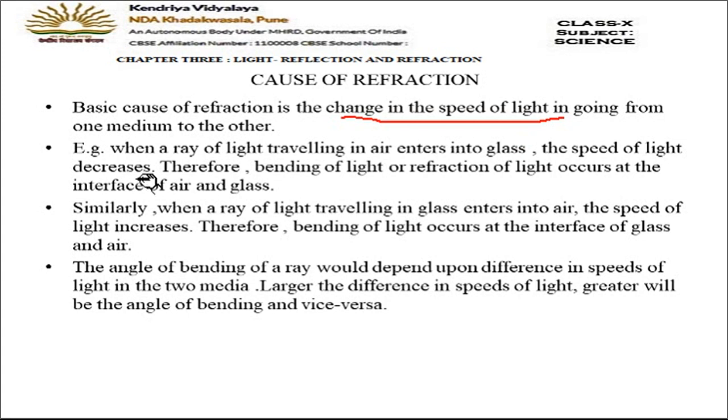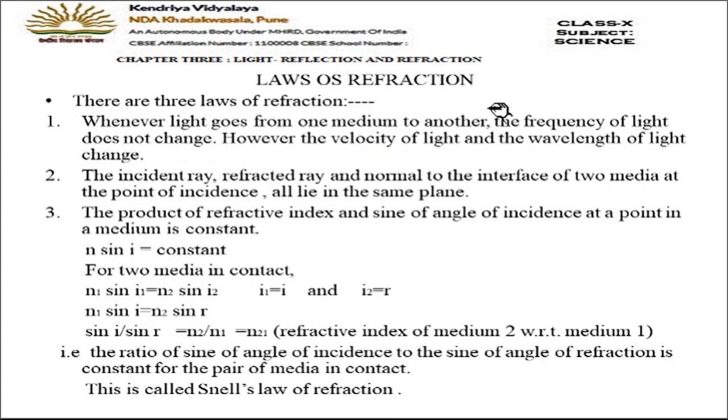So, speed of light will decrease. And when speed of light decreases, it will bend. Similarly, the opposite case is also there. Now, next one is laws of refraction. Like reflection, there are three laws. For refraction also there are three laws.